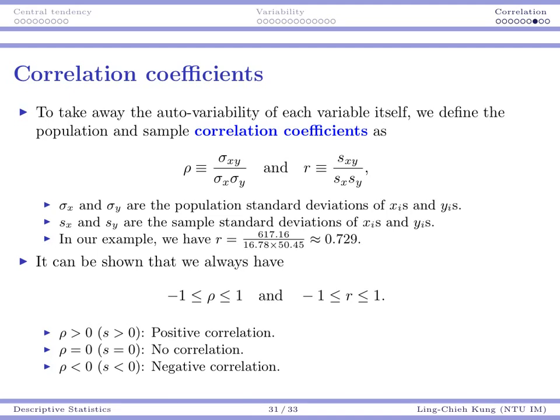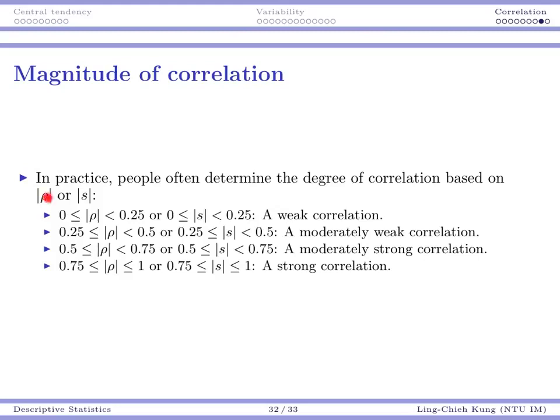So what's the standard? In practice, people often determine the degree of correlation based on the magnitude of the correlation coefficient. Basically, we use 0.25, 0.5, and 0.75 as the three cutoff points. When the magnitude is between 0 and 1/4, we say it's a weak correlation. Between 1/4 and 1/2, a moderately weak correlation. Above that it is moderately strong, and eventually strong.